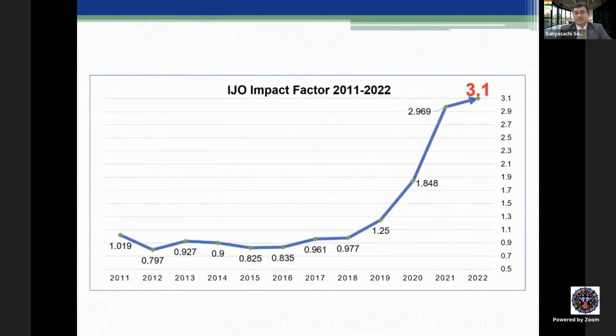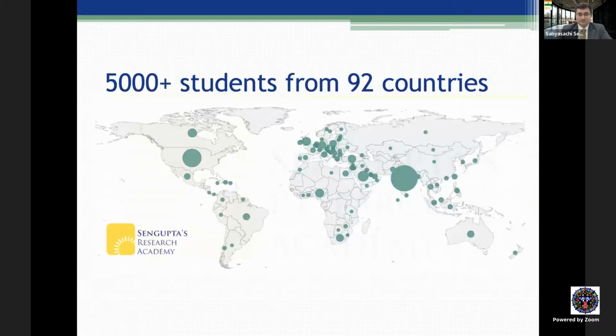Before we get into the nitty-gritties, I'm really proud that I have been associated with the Indian Journal of Ophthalmology along with Dr. Santosh Honavar, who's been the editor, and the journal has climbed. This was unimaginable when we took over in 2016-17, where the impact factor was below 1. And as of today, the impact factor is 3.1. So, I was really proud of this.